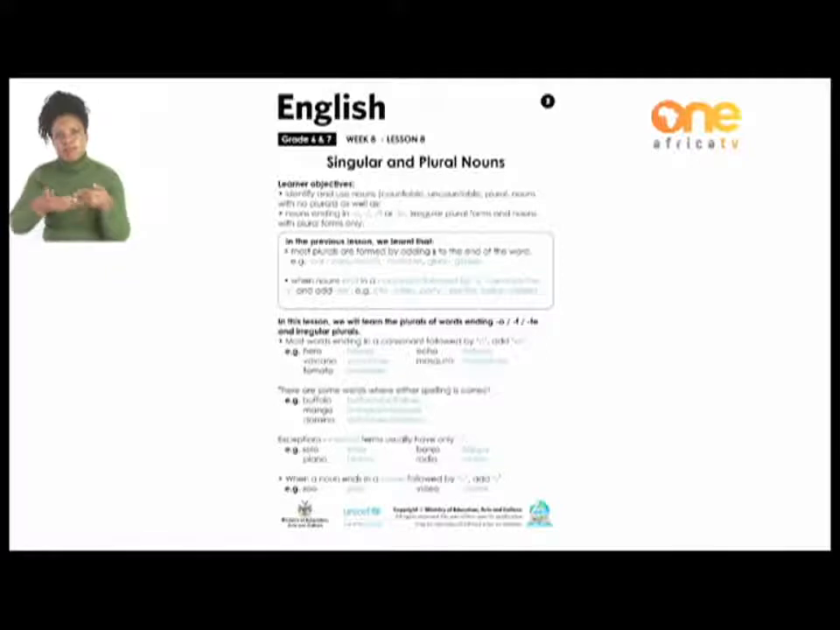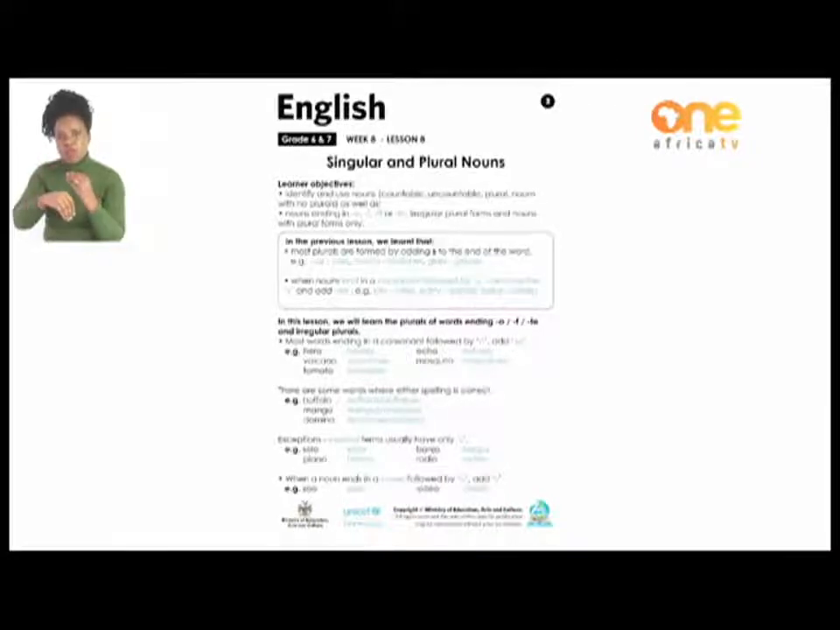In today's lesson, we will learn the plurals of words ending in O, F, FE, and irregular plurals. Most words ending in a consonant followed by O, we add ES. For example, hero becomes heroes, echo, echoes, volcano, volcanoes.